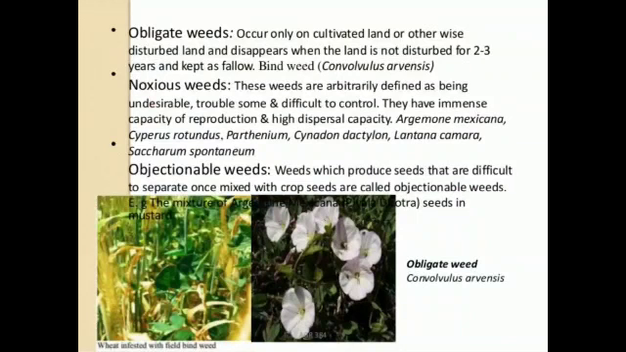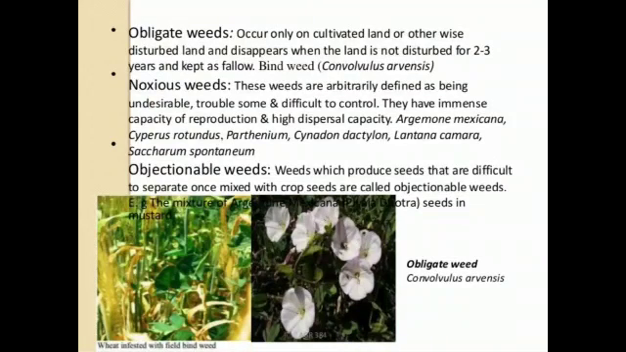Then obligate weeds, these weeds grow or occur primarily in cultivated fields where land is disturbed frequently. Their example is bindweed, Convolvulus arvensis. And then noxious weeds. The weeds which are undesirable, troublesome and difficult to control are called noxious weeds. An example like nutgrass, hariali, Parthenium.